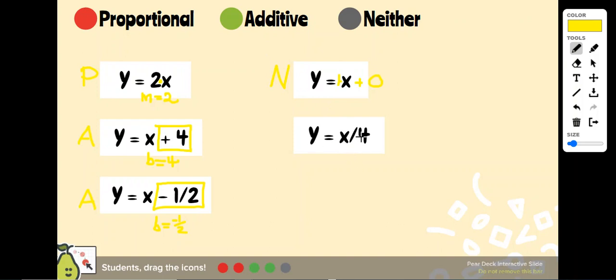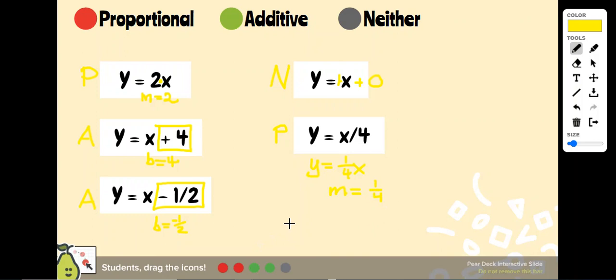Finally, y is equal to x divided by 4. We know that we are dividing, which is a proportional relationship. Another way you could write that is y is equal to x times 1/4, or 1/4 x. So our slope in this case, or m, is 1/4.